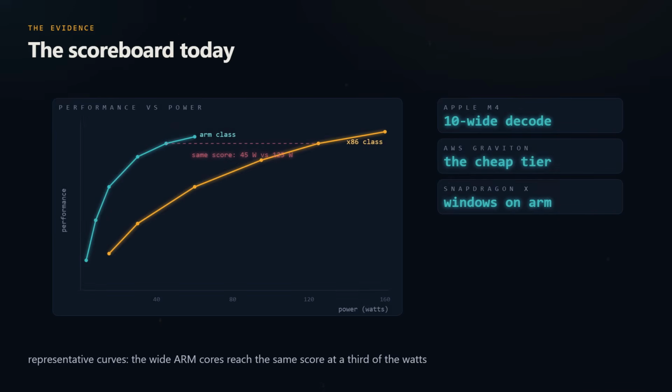Plot performance against power, and the modern ARM cores sit far up and to the left. In these representative curves, the same benchmark score at roughly a third of the watts. Apple proved it in laptops, with M-series chips matching desktop parts at a fraction of the power. Amazon proved it in the data center, where Graviton now underpins a huge share of new capacity, because performance per dollar follows performance per watt. Qualcomm is pushing the same bet into Windows machines. None of this is magic instruction set physics. It is what cheap, wide decode lets a motivated design team build.